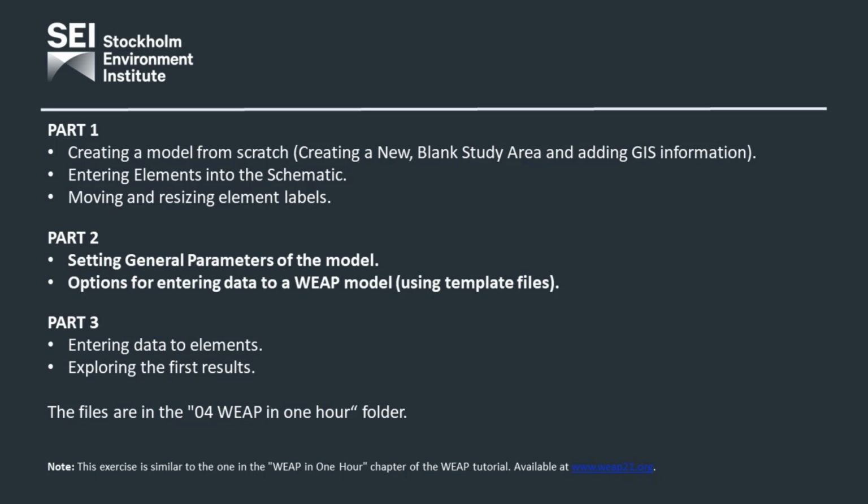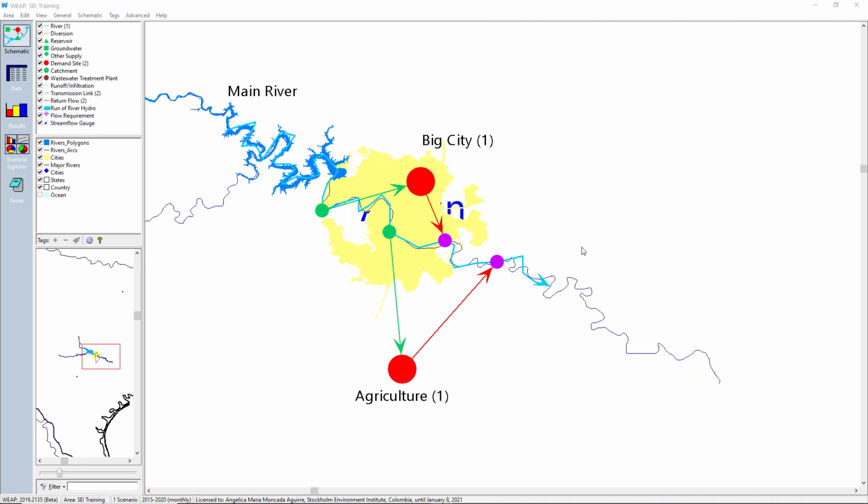We will be using some template files that you can use to enter data into other models. Also, we will set the general parameters. We will set the time horizon and the time step of the model. This exercise is similar to the one in the WEAP in 1 hour chapter of the WEAP tutorial. We are going to continue with the exercise.